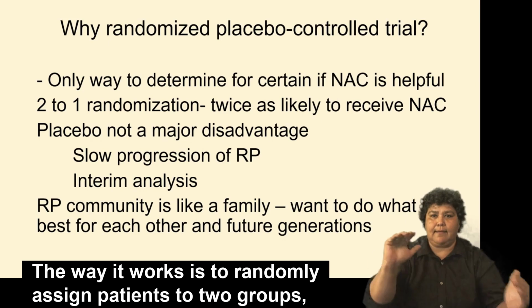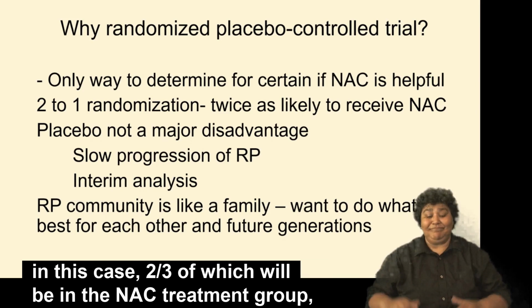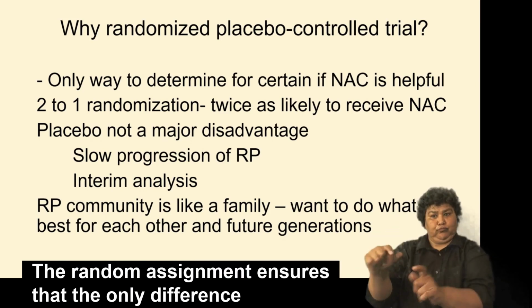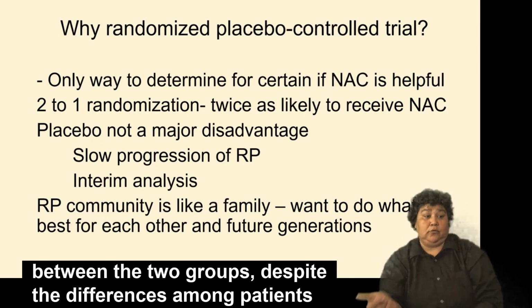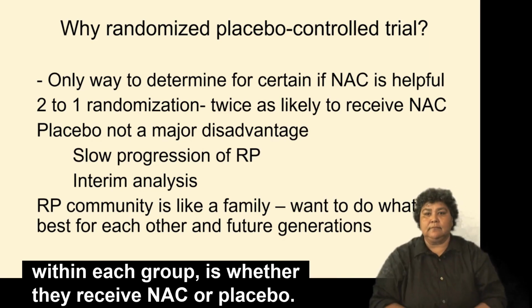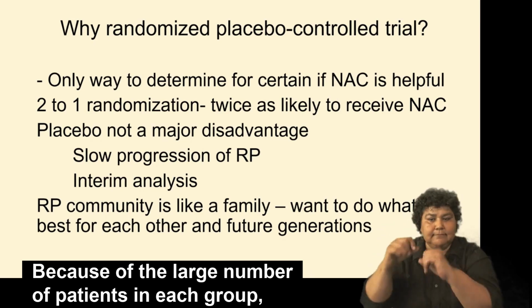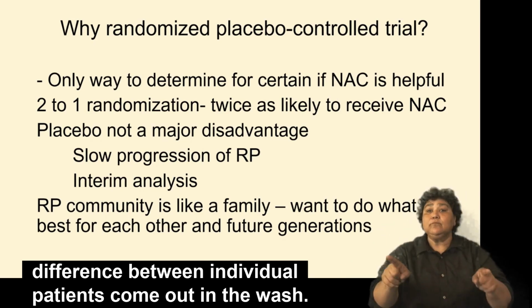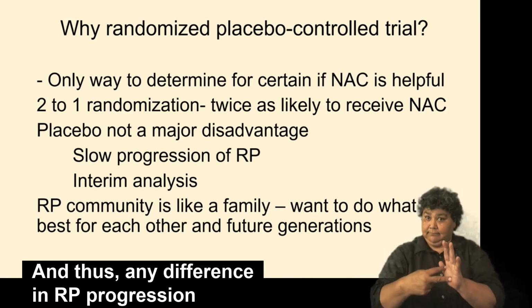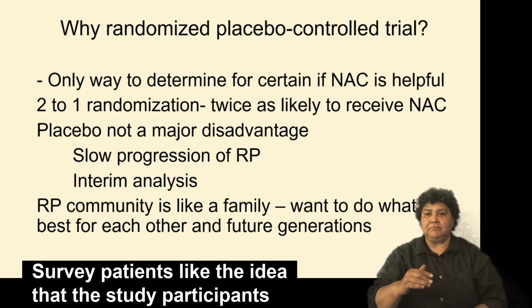The way it works is to randomly assign patients to 2 groups. In this case, 2/3 of which will be in the NAC treatment group and 1/3 will be in the placebo group. The random assignment ensures that the only difference between the 2 groups, despite the differences among patients within each group, is whether they receive NAC or placebo. Because of the large number of patients in each group, differences between individual patients come out in the wash, and thus any difference in RP progression can be attributed to NAC.